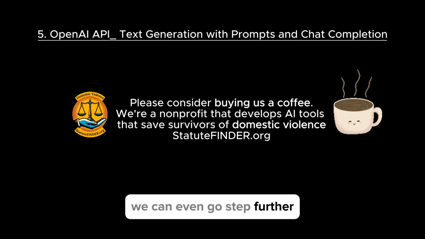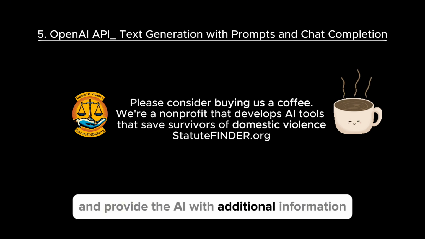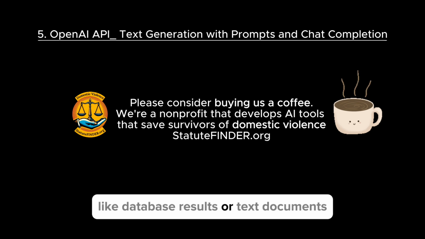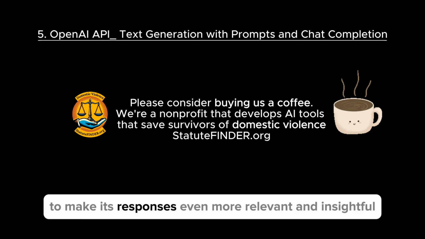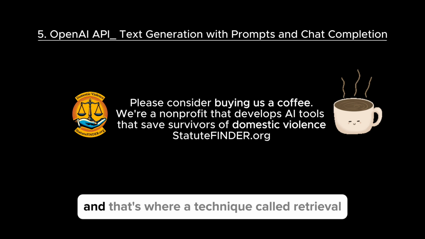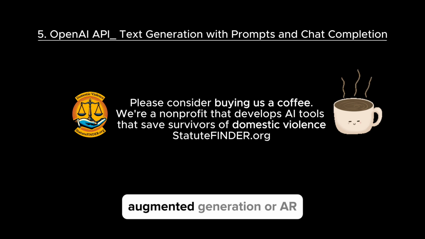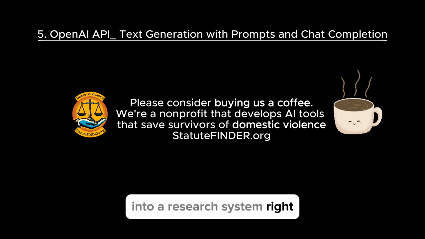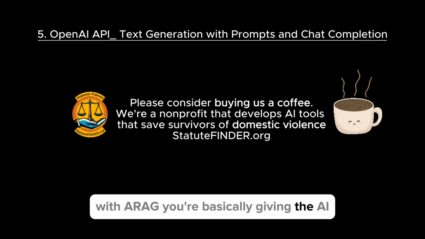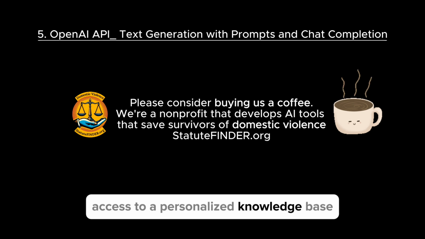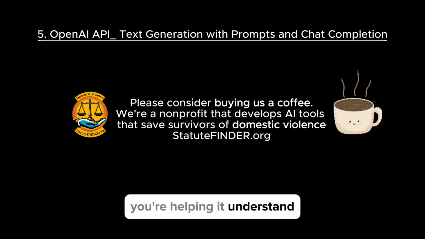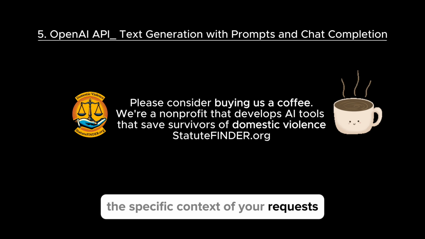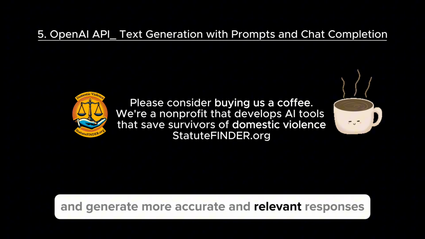We can even go a step further and provide the AI with additional information like database results or text documents to make its responses even more relevant and insightful. And that's where a technique called retrieval augmented generation, or RAG, comes into play. RAG. Okay, now you've got my attention. This sounds like we're turning the AI into a research assistant. Right. With RAG, you're basically giving the AI access to a personalized knowledge base. You're helping it understand the specific context of your requests and generate more accurate and relevant responses.